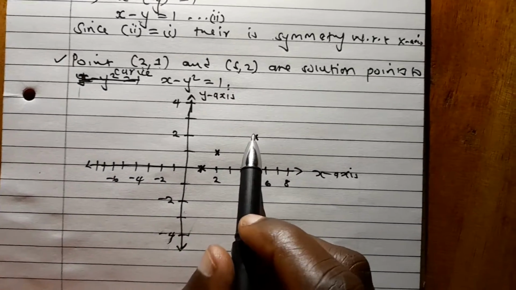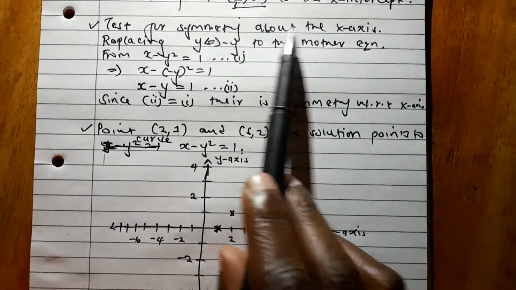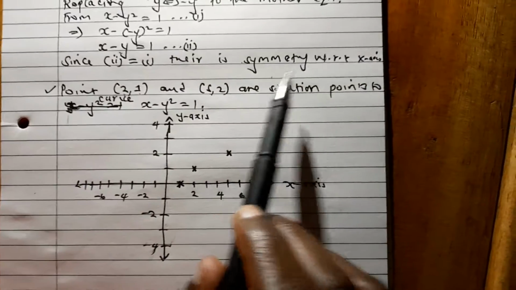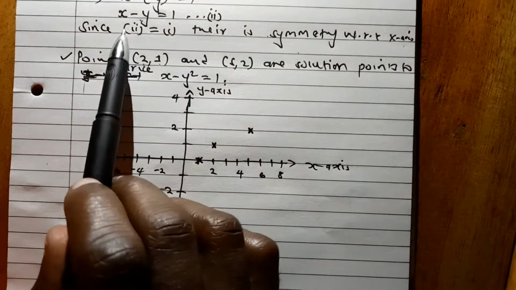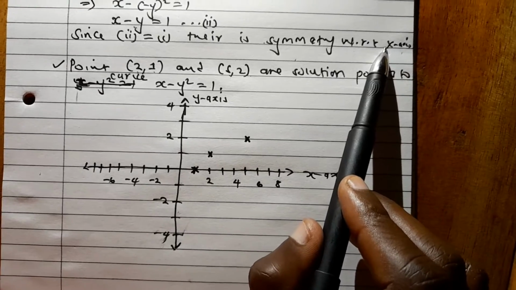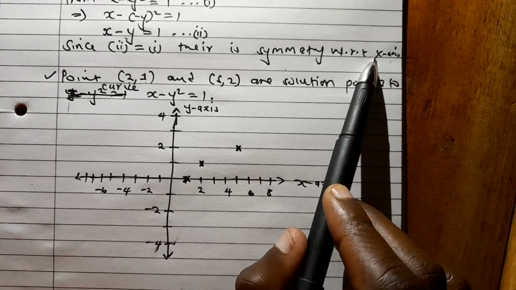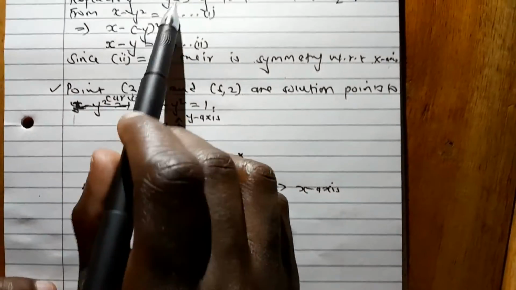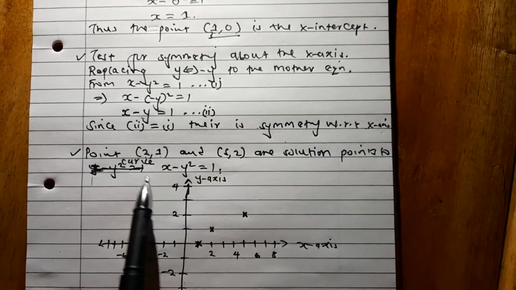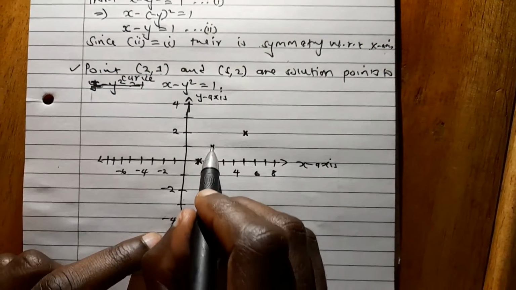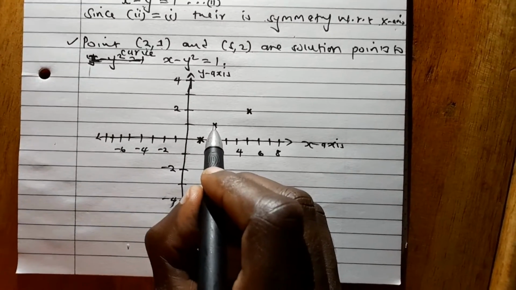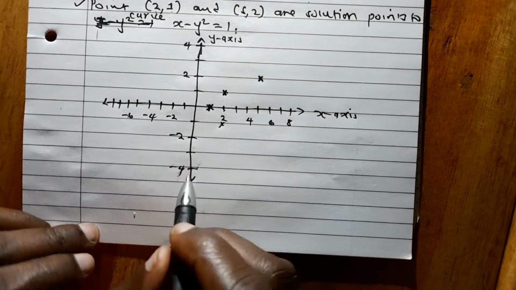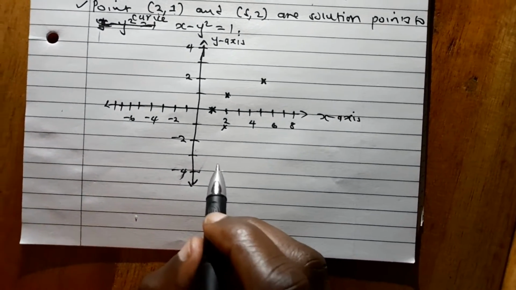Now, you realize we have just tested for symmetry about the x-axis, and we have concluded that there is symmetry with respect to the x-axis. Because there is symmetry with respect to the x-axis, the x values are not changing, but the y values are assuming a negative. So if I have a point 2, 1, then there is another point 2, negative 1 here that is also a point on the graph. That is what we were just saying in symmetry.